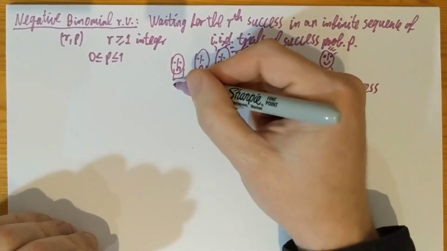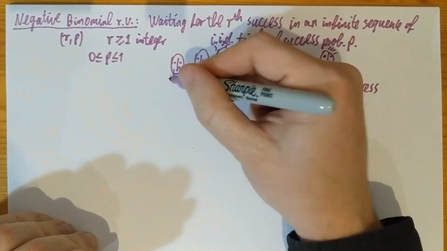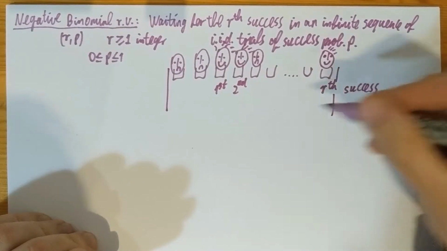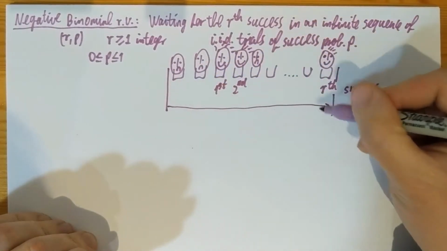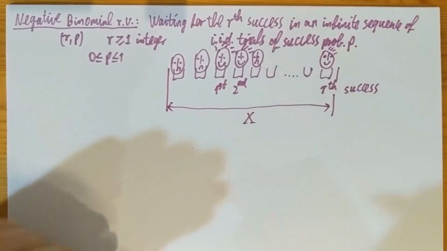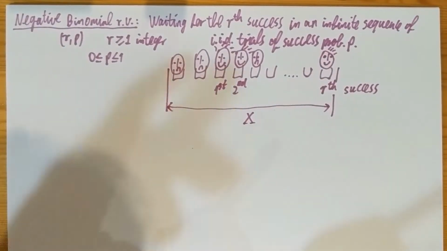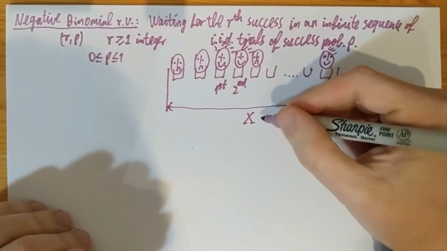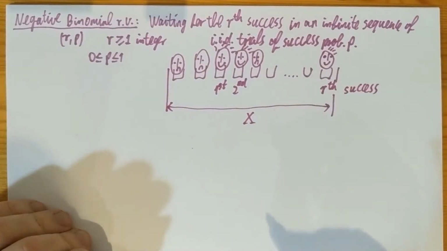Then we measure the total number here. So I'm going to draw it like that. We measure how many trials we had to do. This is what we're going to call X, and this random number will have the negative binomial distribution. Okay, so this is negative binomial.